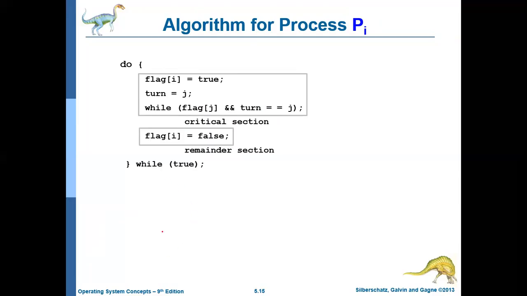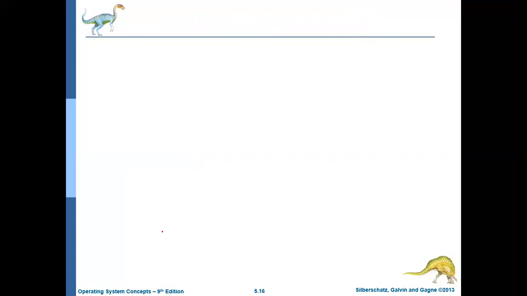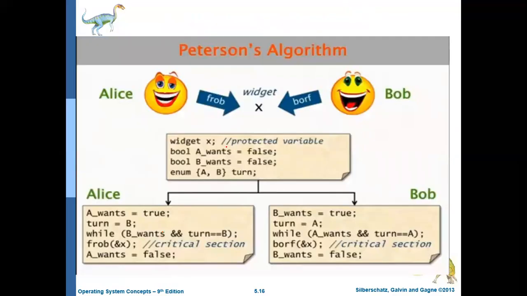Okay, so let us discuss this algorithm with an example. Let us assume there are two processes. One is Alice and the other one is Bob. Alice and Bob were both using a shared variable, and the name of the shared variable is x. So Alice wants to perform an operation on x, and that operation is called frob.